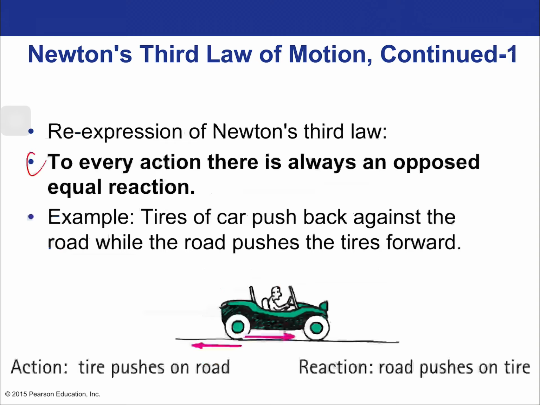A re-expression of Newton's third law is the following: to every action, there is always an opposed equal reaction. Maybe you see it more poetically that way. Example: the tires of a car push against the road while the road pushes the tires forward. That's made possible by friction. That's how we can have a horizontal force on the tires. The tire pushes on the road, and the road pushes back. That actually creates a thrust on the car, a forward motion.